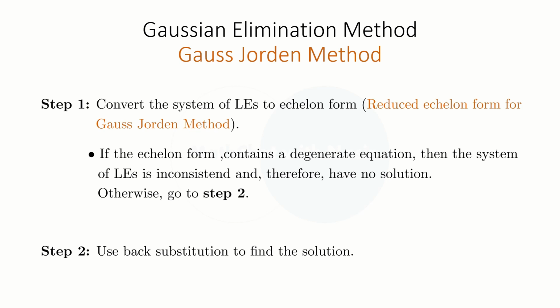The difference between the Gaussian elimination method and the Gauss Jordan method is that we convert the equations or the matrix into an echelon form for applying the Gaussian elimination method, whereas we convert it into the reduced echelon form for the Gauss Jordan method.